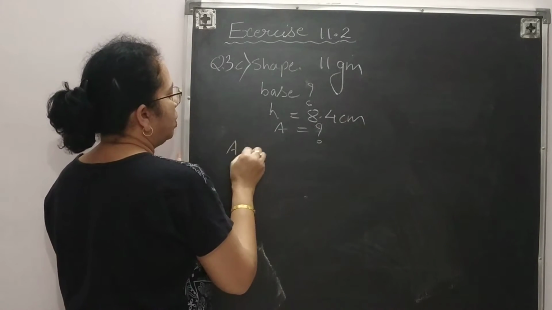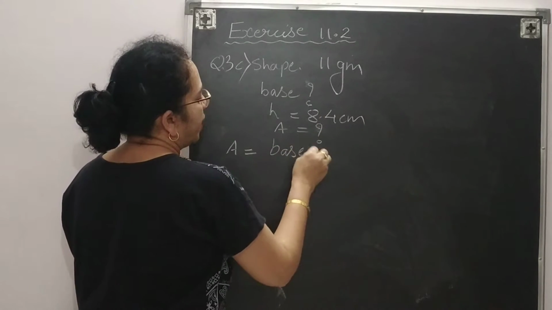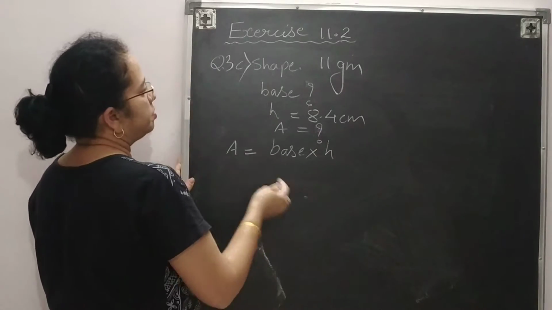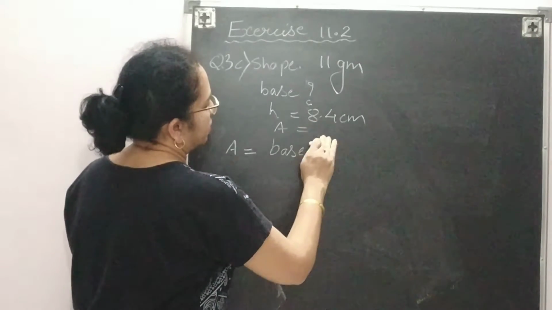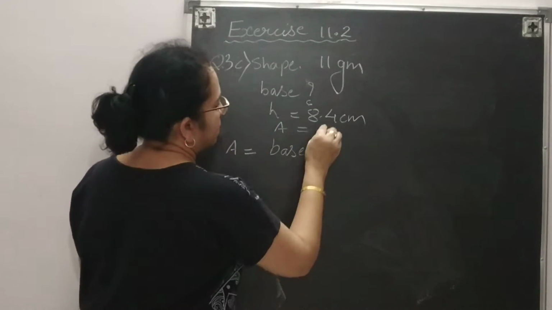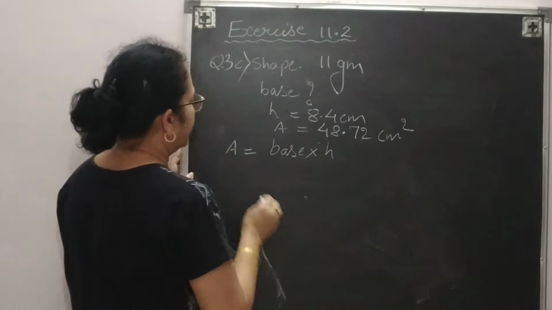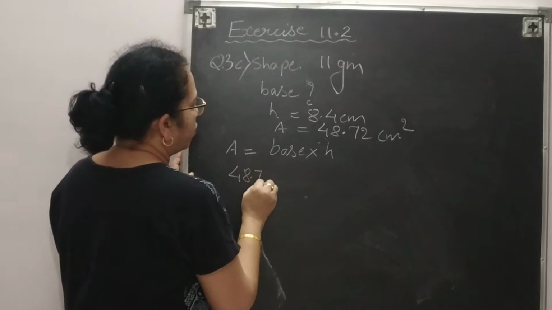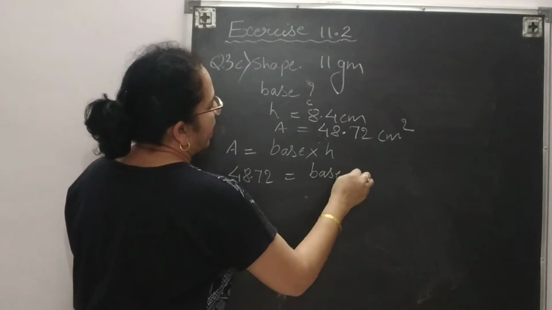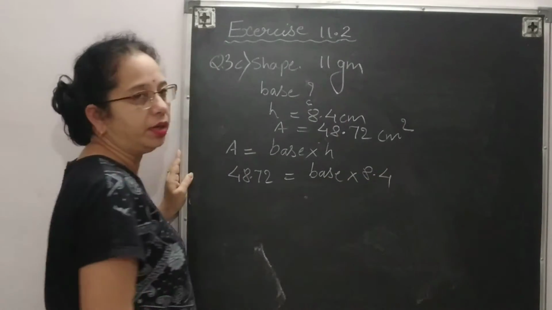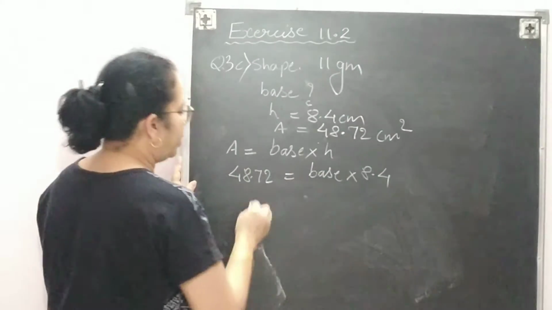So we will use the formula of area of parallelogram. So what is area of parallelogram? Base into height. Substitute the values. Area it is given, it's not question mark. Area here it is given 48.72 centimeter square. So now substitute the value: 48.72 is equal to base you are supposed to find and height is given 8.4 centimeter.